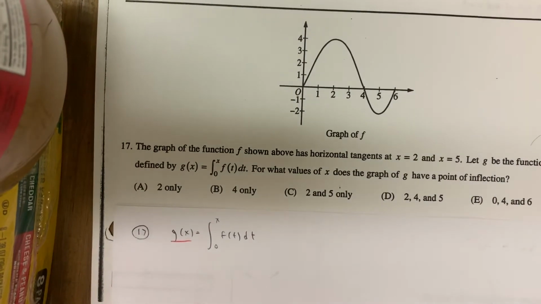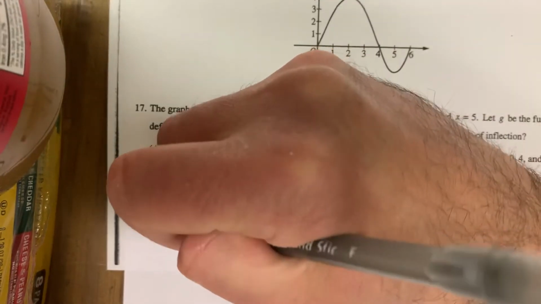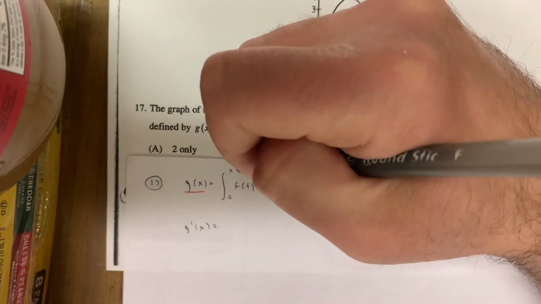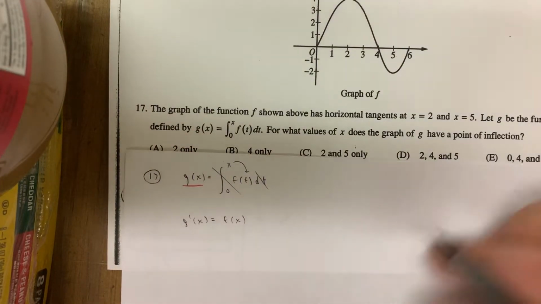Point of inflection, well, surely there must be some sort of test, and there is. You could see that we want the second derivative test. Taking the derivative of an accumulation function should be a piece of cake for you at this point. Drop the x in, the integral sign goes away, dt goes away. But remember, I don't want the first derivative test, I want the second derivative test.